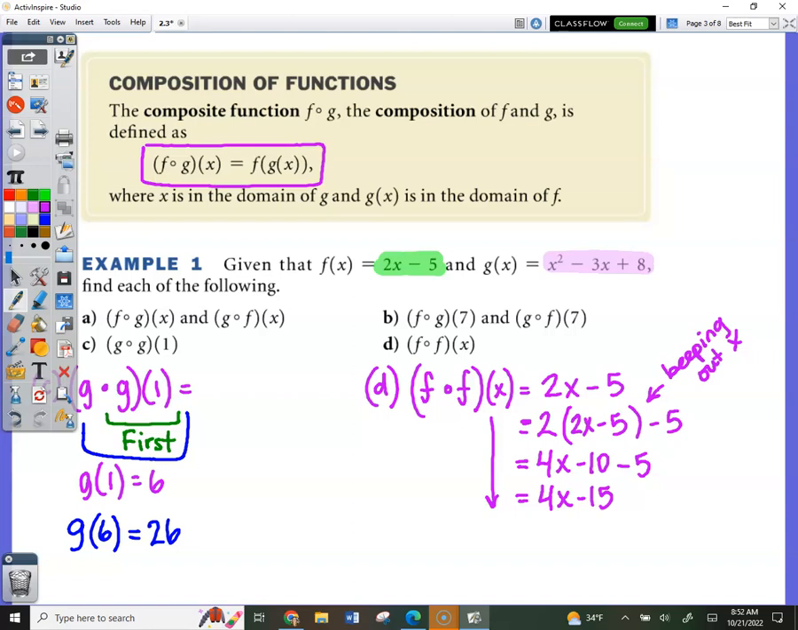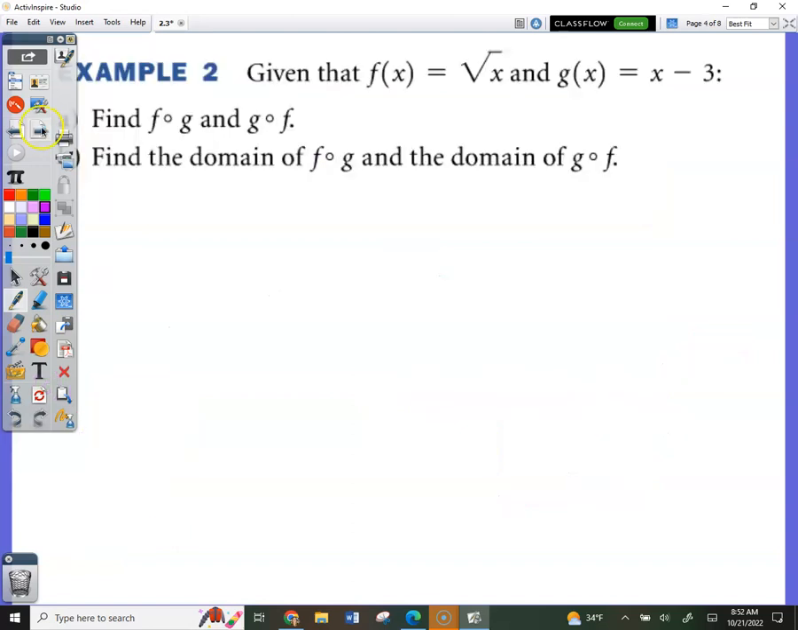All right, how do you feel? Not bad? Don't you like when it's just algebra? Well, guess what? Here comes domain. It's all right. It's fine. It's going to be good. It's all fine.